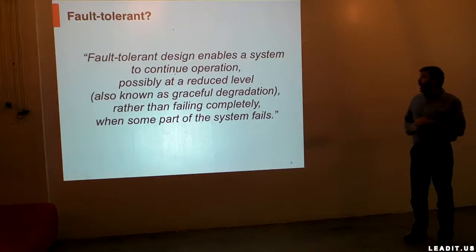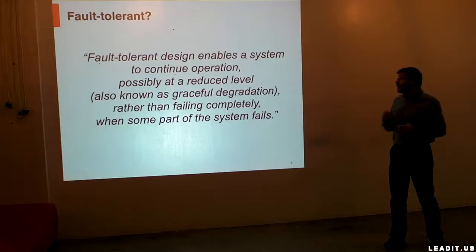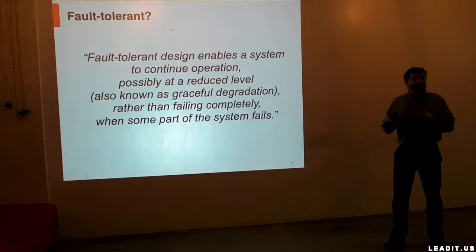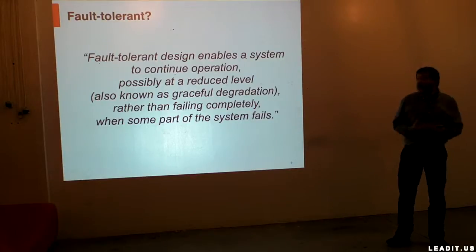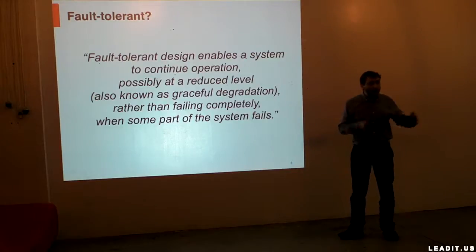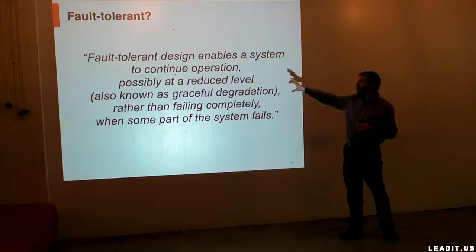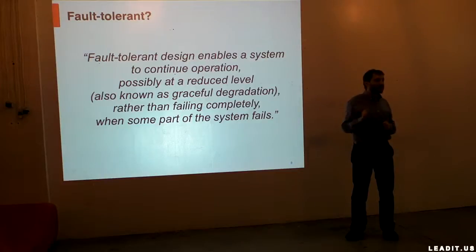So I need to make my system fault tolerant. What does that mean? It means that if something goes wrong, if I have a failure, hardware, software, whatever, I want my system to continue to operate. That means that the system is fault tolerant.